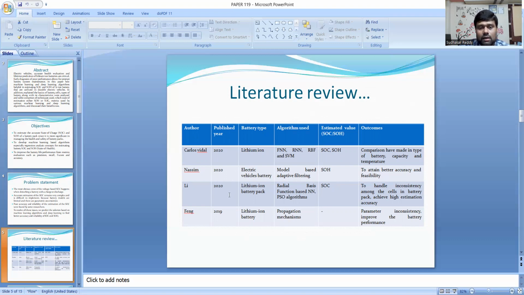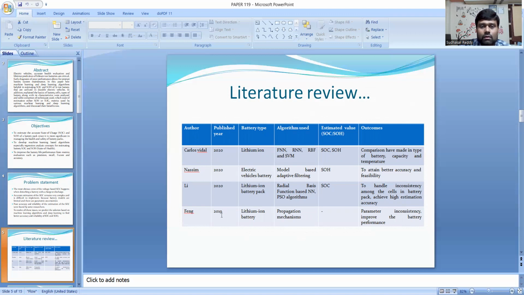Next, another author did research on the lithium-ion battery. Used the radial basis function, that is the RBF-based neural network. Next, the PSO algorithm. So what is the PSO algorithm? The particle swarm optimization algorithm. The outcome of the paper is to handle inconsistency among the cells in a battery pack and achieve high estimation accuracy.